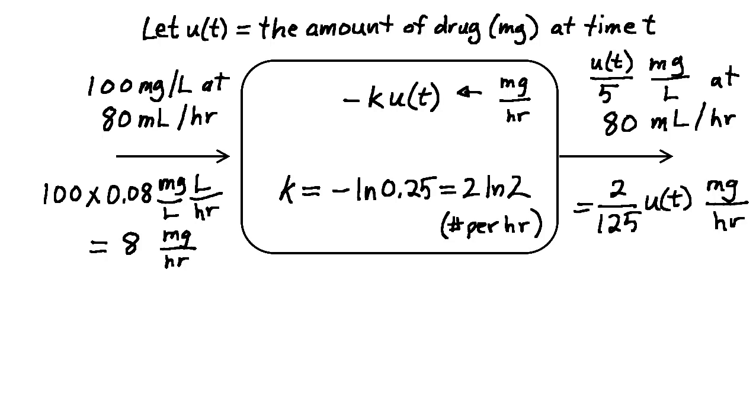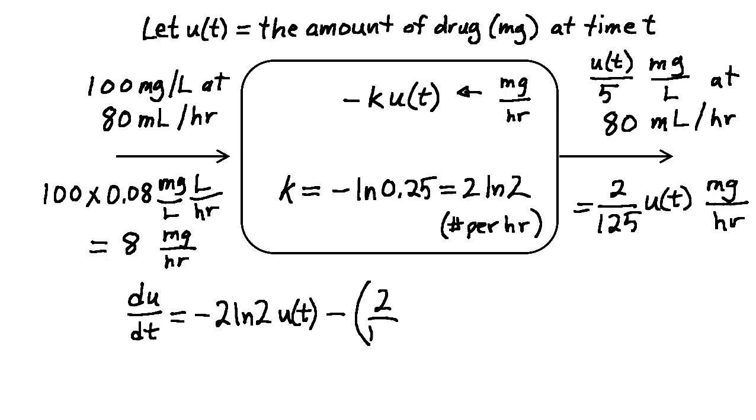Using conservation laws as a guide, we can now say that du by dt is equal to the net rate of production inside the system, negative 2 ln 2 times u of t, minus the net loss rate, here represented as the losses minus the inputs. It's worth noting that the units associated with each of the terms in this differential equation match. Each term is measured in milligrams per hour. That gives us some confidence that our differential equation model is correct.